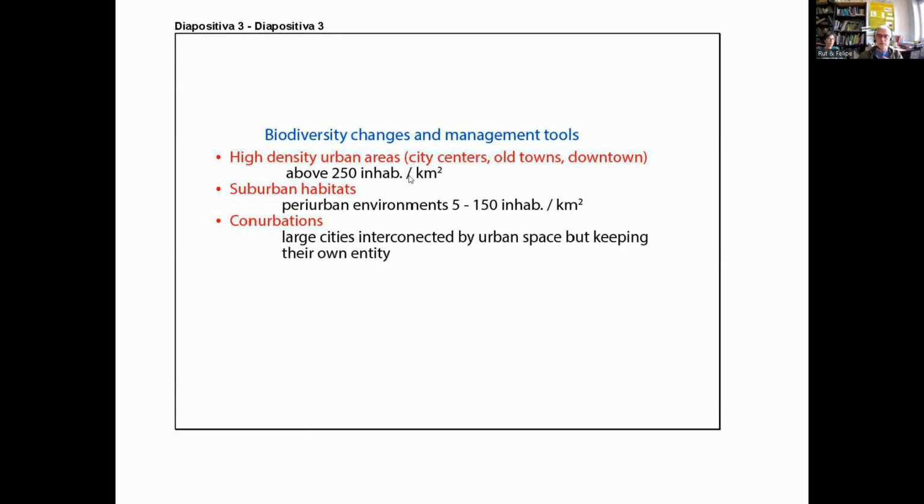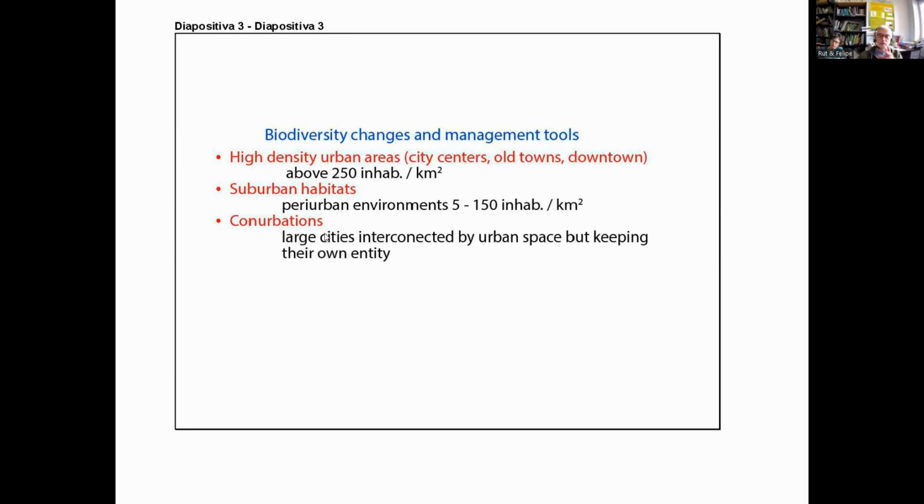As a rough estimate, we can talk about high density urban areas, like everybody understands what is an old city, like old towns or downtowns or city centers. You have there the highest human density, let's say 250 people per square kilometer. Then you move to other places where there are fewer people living, and we can talk about suburban habitats with a population density of about 5 or 150 people per square kilometer.